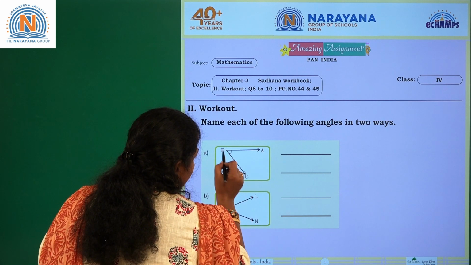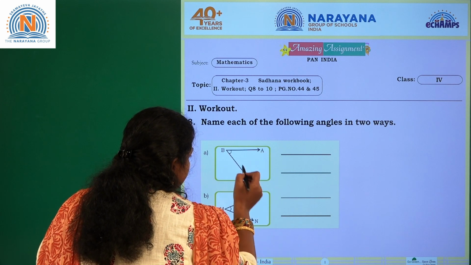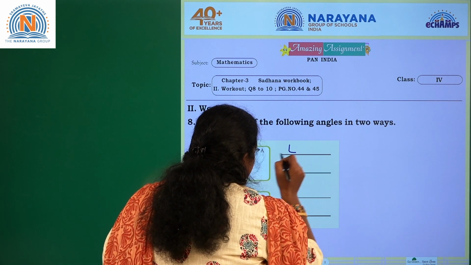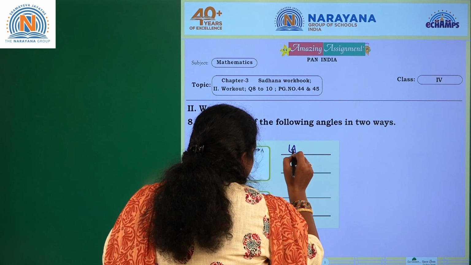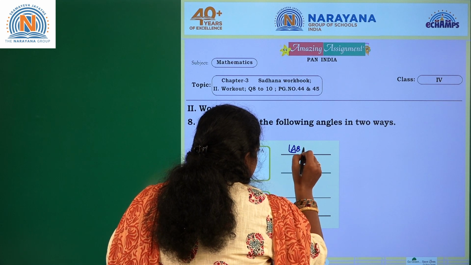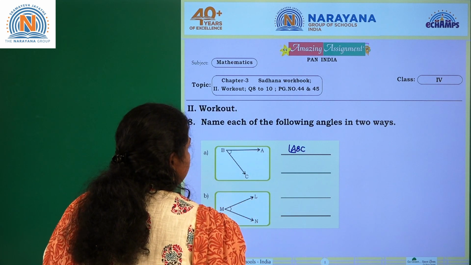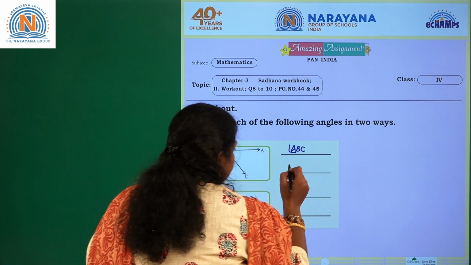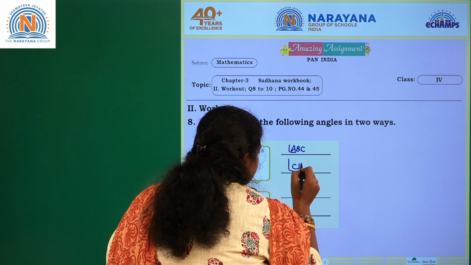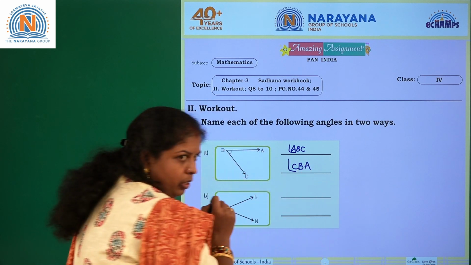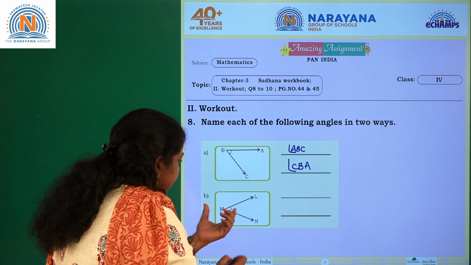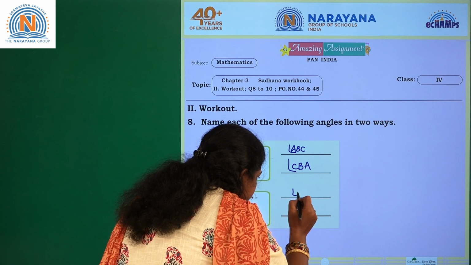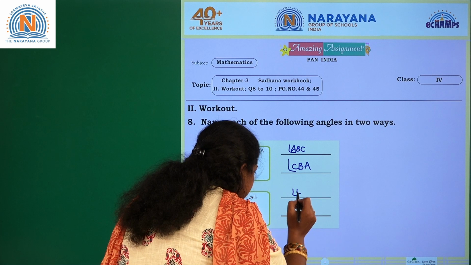If you look at these two arms, the first one is A, B, C, right? So what will you write? Angle ABC. This is our first angle, and one more angle from here you can write CBA. Angle CBA. Okay, right. And then in the next figure, you can form an angle, and here you can write it as angle LMN.